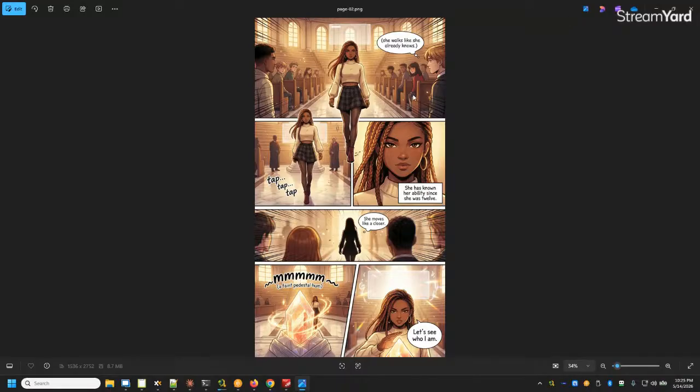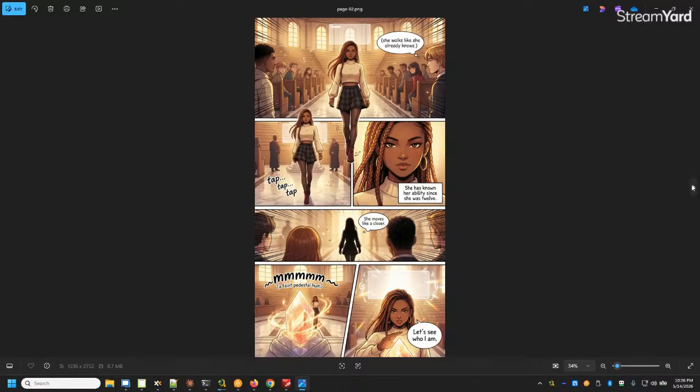All right, and she's walking up to the ability crystal. She has known her ability since she was 12. She moves like a closer. Now, I didn't ask for these sound effects, but I understand, like in comics, because I did say comics and not manga. And I don't know if they do it in those graphic novels anyway. Kind of like it did the sound simulation. All right, and then of course this is read left to right, and then the pedestal hum.